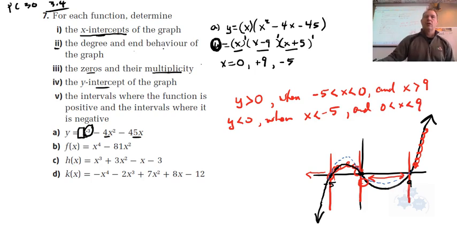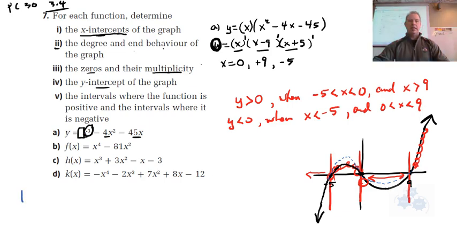Okay? So you need to be able to do all of that for 3.4. And that kind of summarizes everything. It's intercepts, it's degree, it's end behavior, it's multiplicity, and it's positive, negative intervals of the function. Okay?